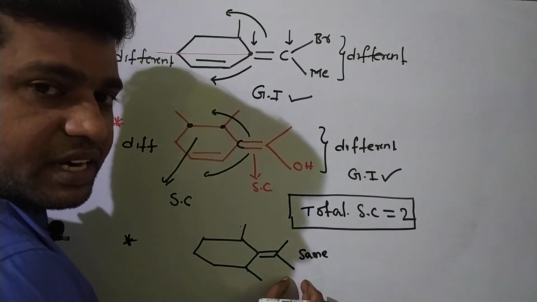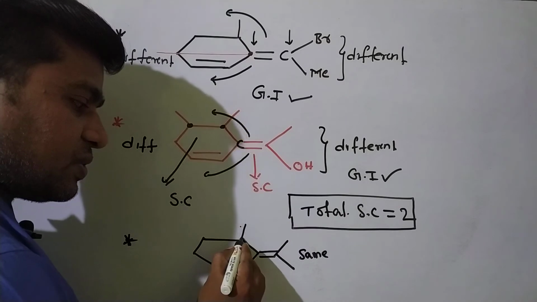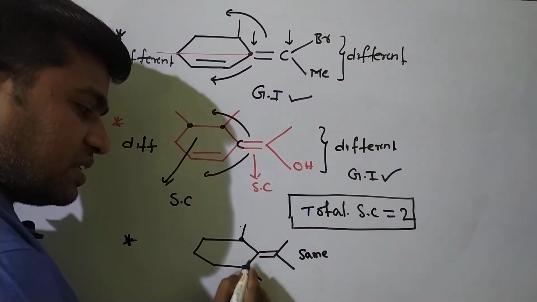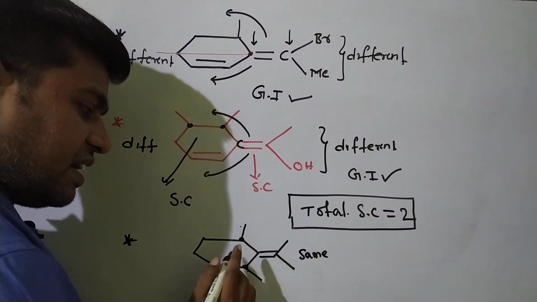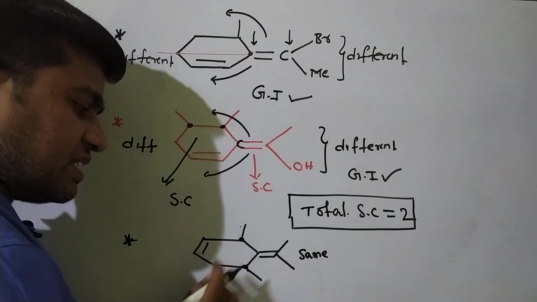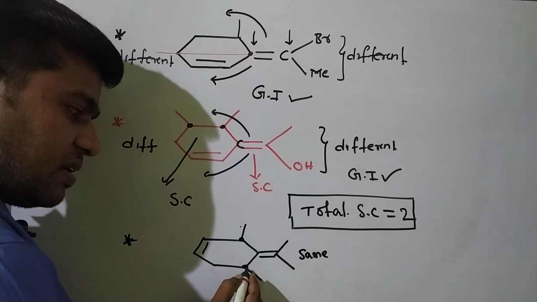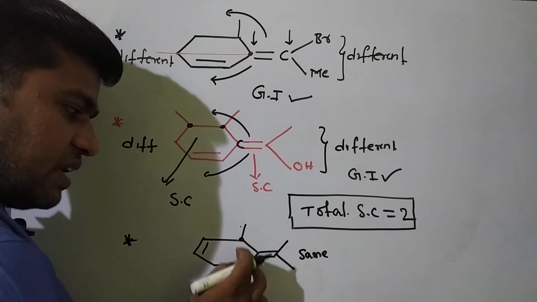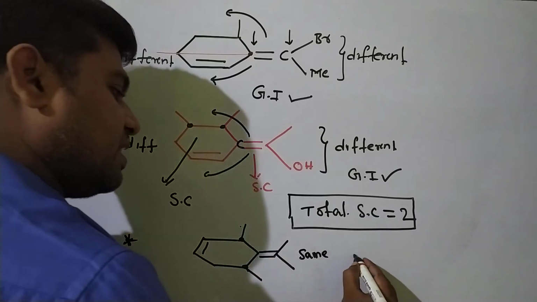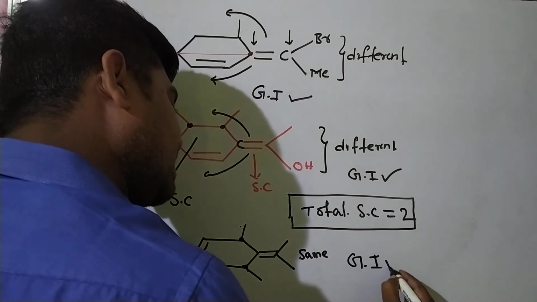Does it exhibit or not? Yes, it exhibits, because this is the stereo center. See here, a ring is acting. Here a ring is acting, here a double bond is there. So sp3, sp3, okay, sp3, so it exhibits geometrical isomerism.